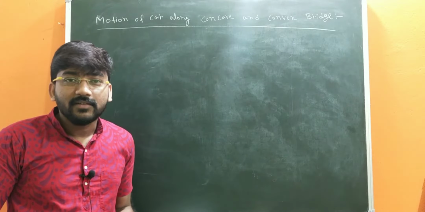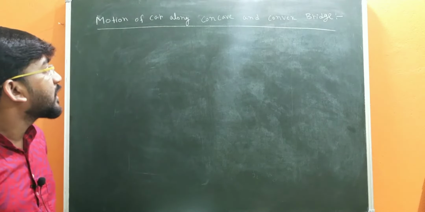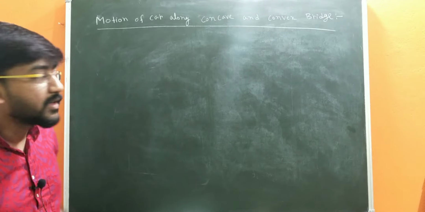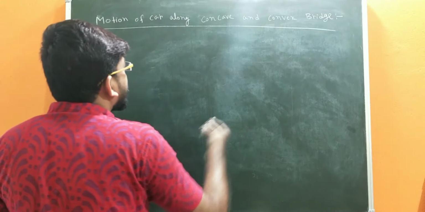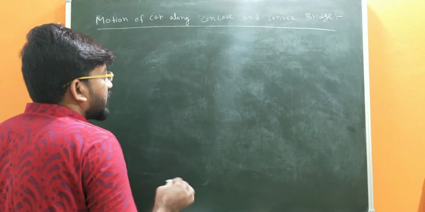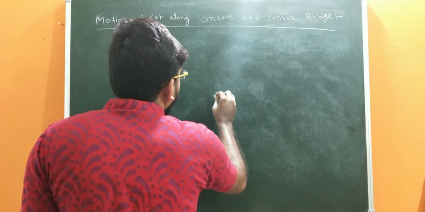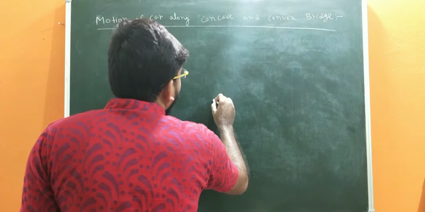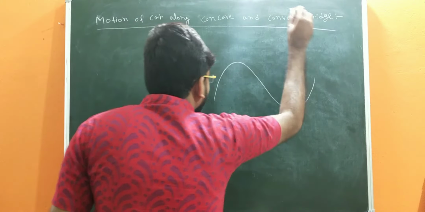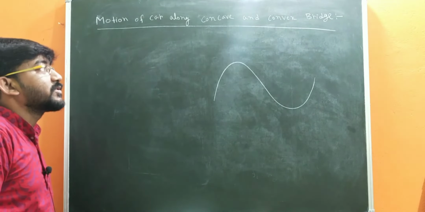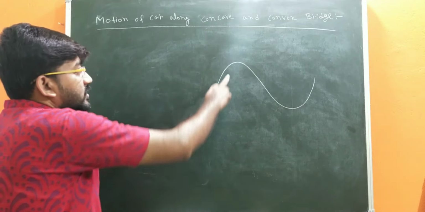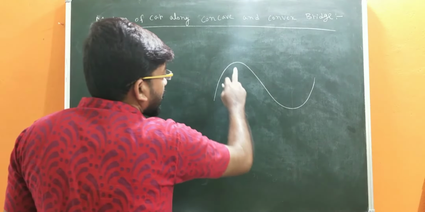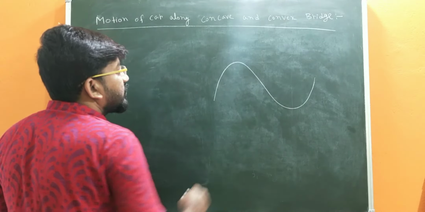So dear students, now let me discuss the motion of a car along a concave and convex bridge. Okay, so let me draw a bridge like this. Let me show these two things, concave and convex bridge, consecutively. There are hardly any roads like these, but let me assume that I can discuss the two cases simultaneously. This is the convex portion of the bridge and this is the concave portion of the bridge.